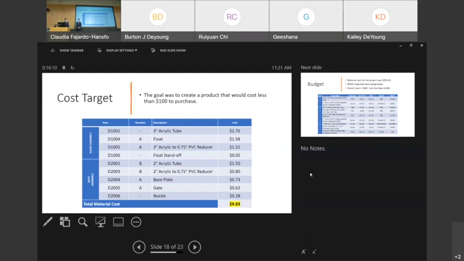The cost target for this project was to make a product that would be under $100 for a customer to purchase. See the chart here, we were actually able to get material cost down to $10. That doesn't actually represent the total cost, considering we did all the manufacturing and design ourselves, but I think being under $10 for material costs is a pretty good sign that we could actually make a feasible product that most people in that hobby could afford.